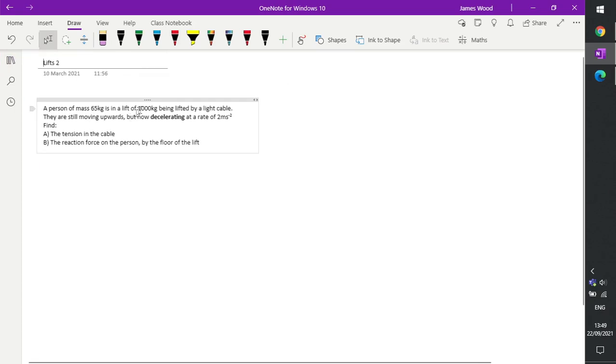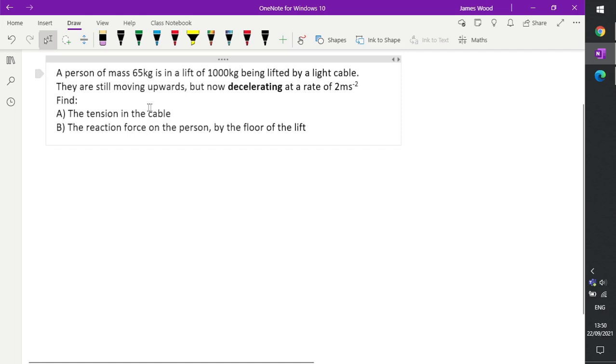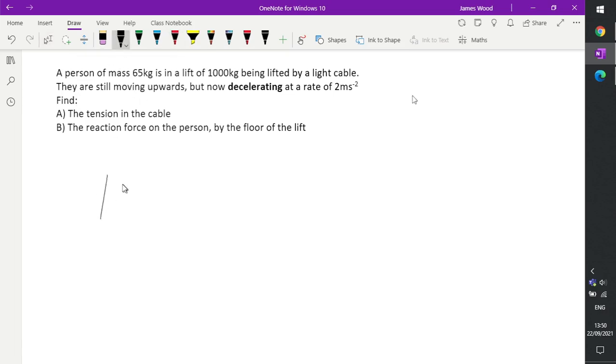In this second example, this is basically exactly the same as the one we've just done. So a person is 65, the lift weighs 1,000. But this time it's moving upwards but decelerating at 2 meters per second squared. So we're still actually moving upwards, but it's just slowing down. Perhaps it's reaching the floor where they want to get off, so they have to slow down, but they're still moving up. So I'm going to draw the diagram again. Here's the lift. Here's the person, cable with tension T, put their weights on.